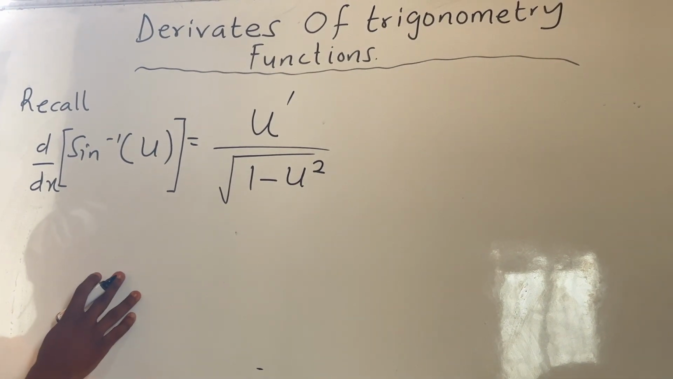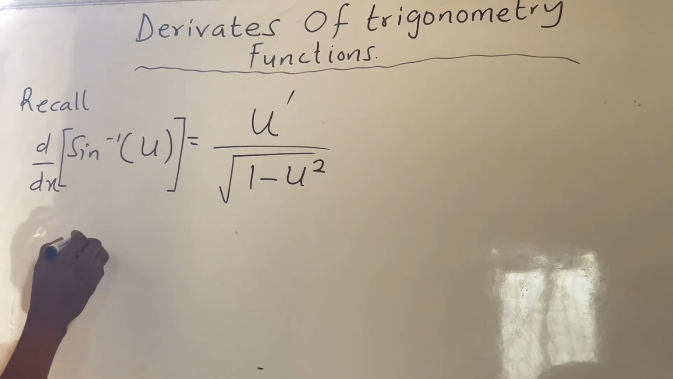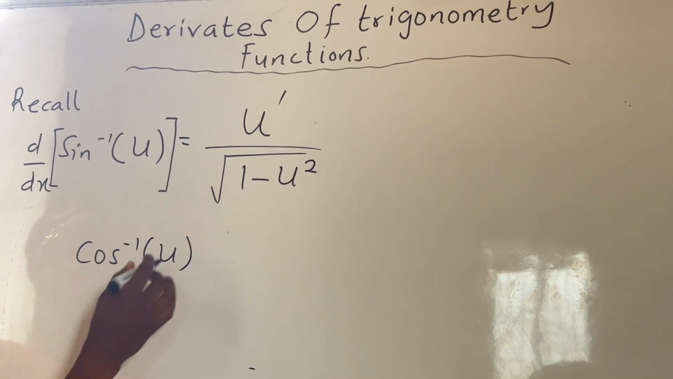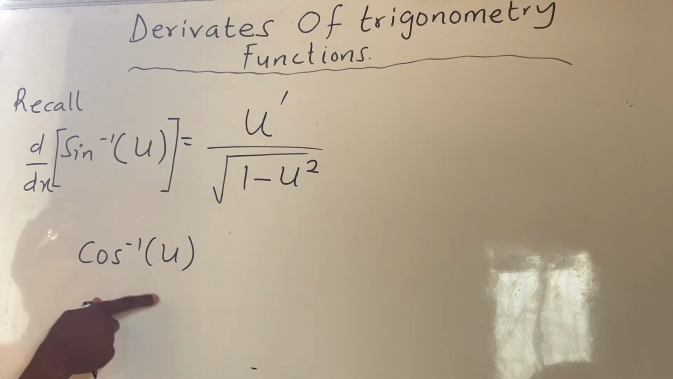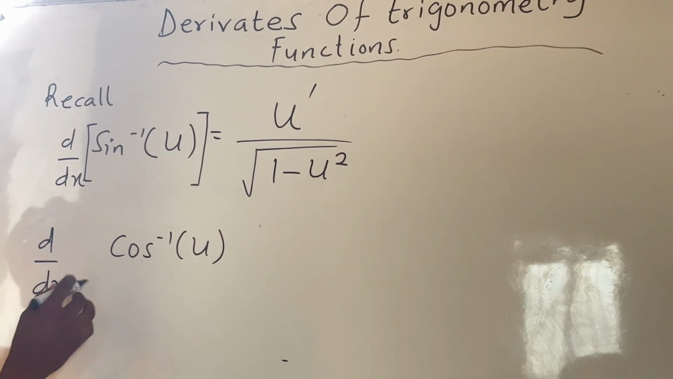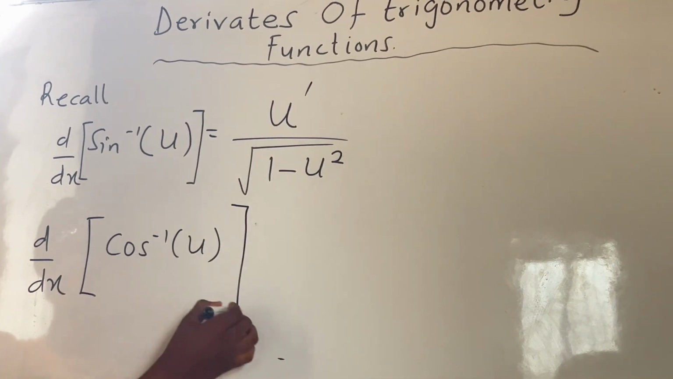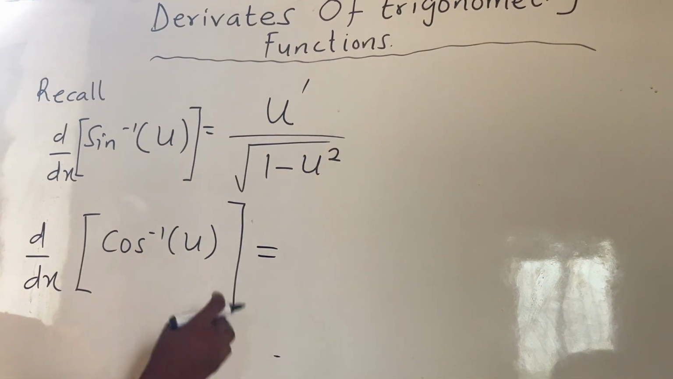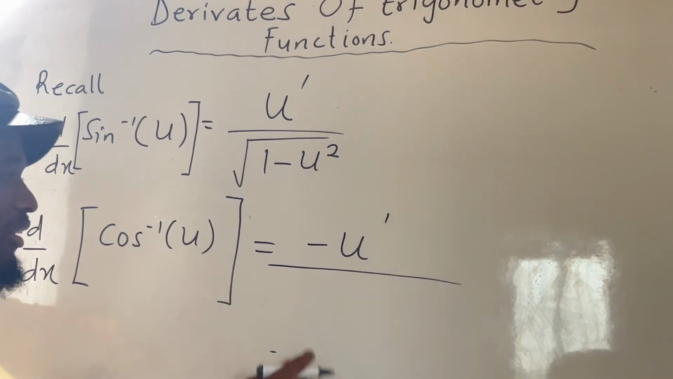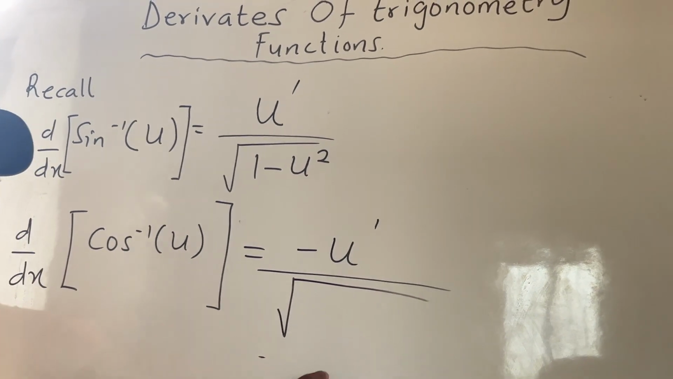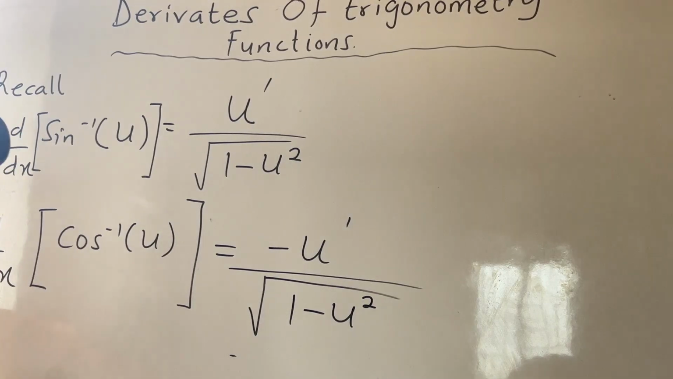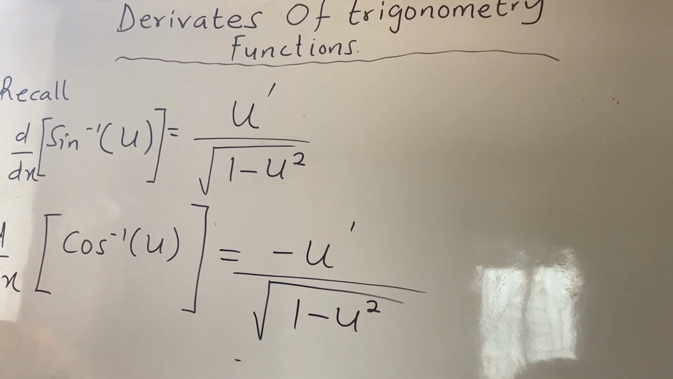Let's take the cos inverse. So for the cos inverse of u, when you want to find the derivative with respect to x, we have d over dx of this whole function, and that yields negative u prime all over square root of the expression 1 minus u squared. As simple as that.